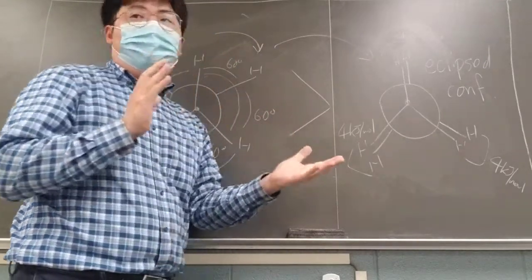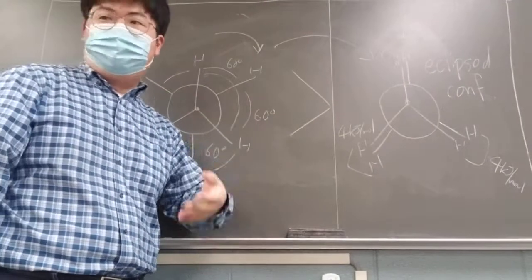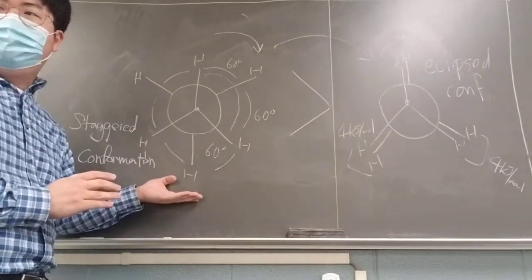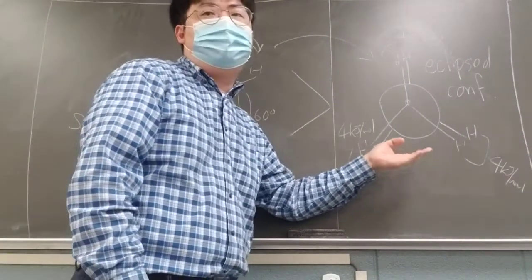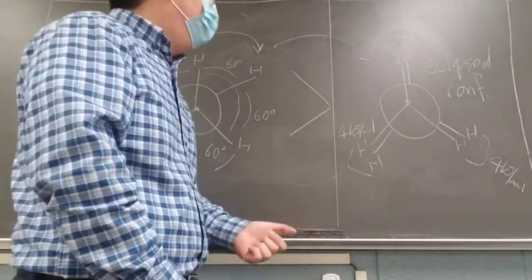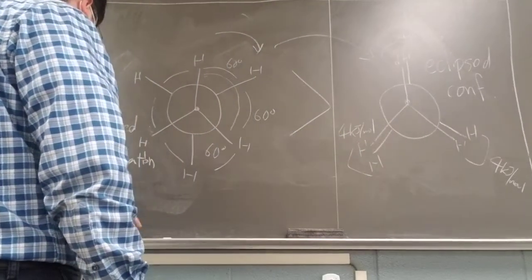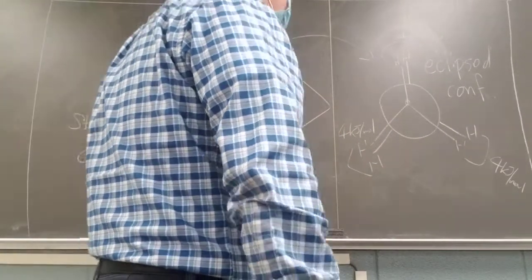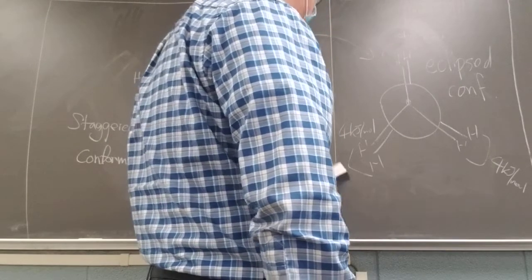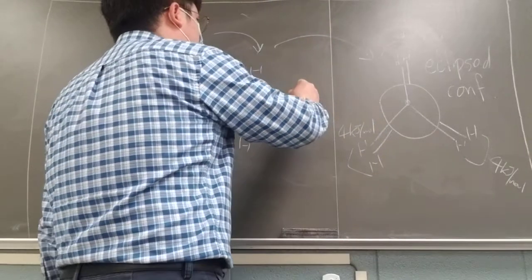So in nature, if you have a lot of ethane in the space, you have a lot more of what? Staggered conformation than eclipsed, because they don't want to do this one unless they have enough energy to do so. So that's the amount of energy in here. So this is more stable.